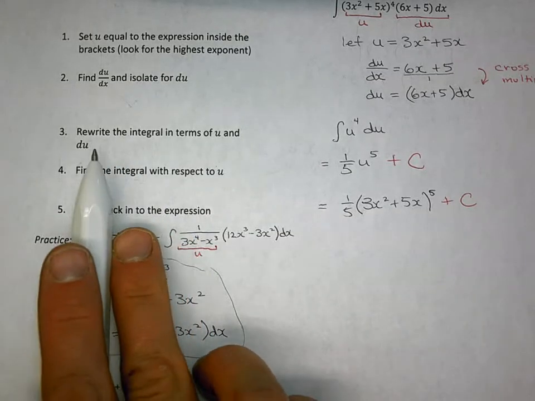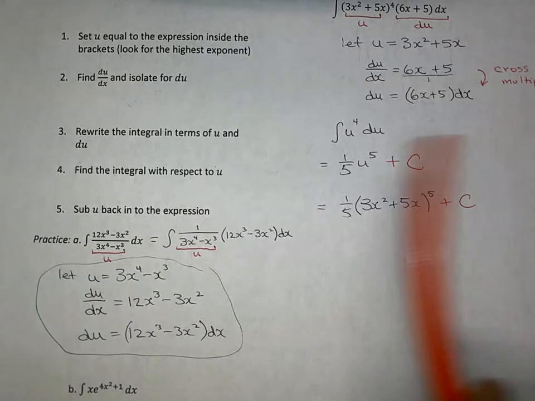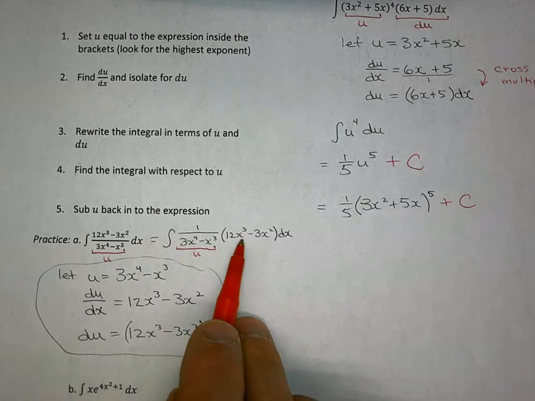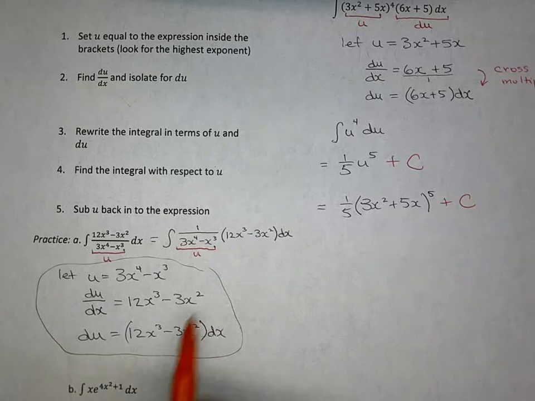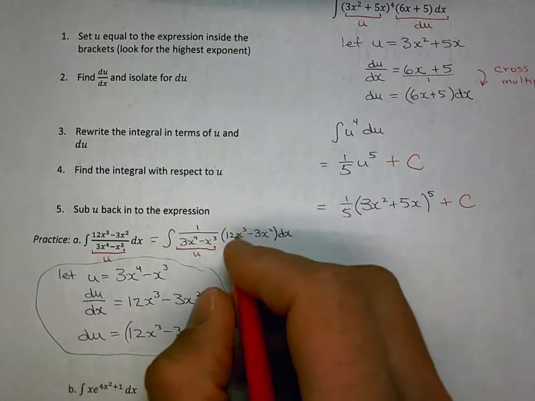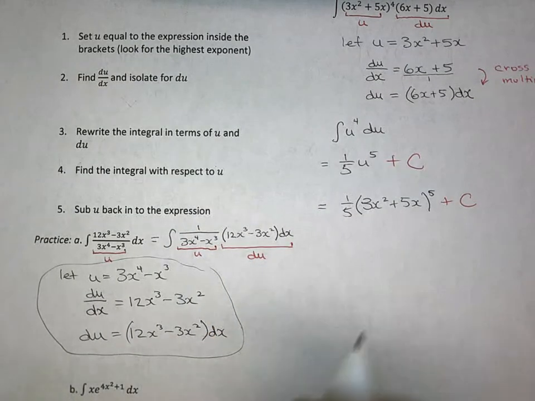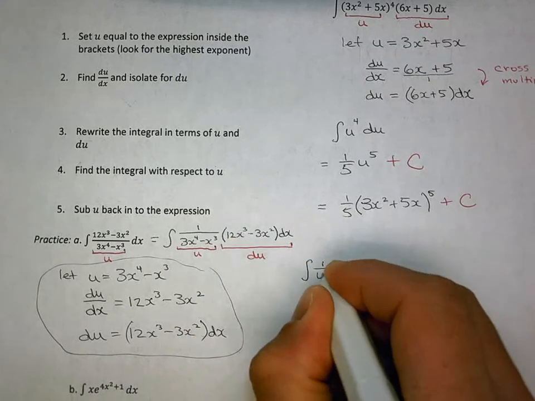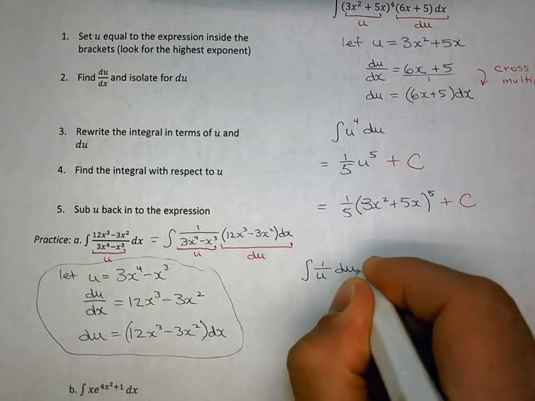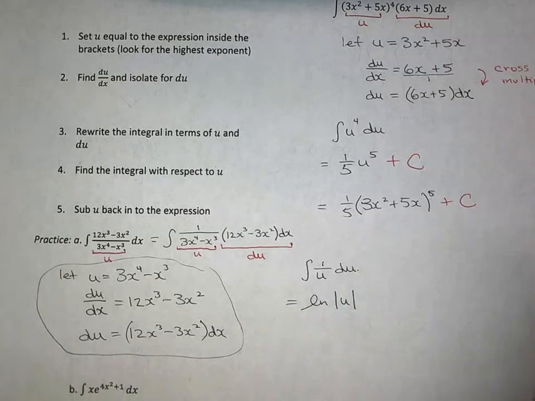Now I want to rewrite the integral in terms of u's. So this was 1 over u. Now 12x cubed minus 3x squared, conveniently, it's the same as my chain rule, right? It's right there. So this whole thing is now du. So when I rewrite this, it's going to become the integral of 1 over u, and then this whole thing becomes du. Well, that would be ln absolute value u plus c. Almost done now.